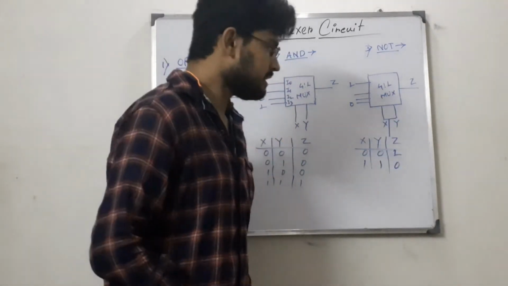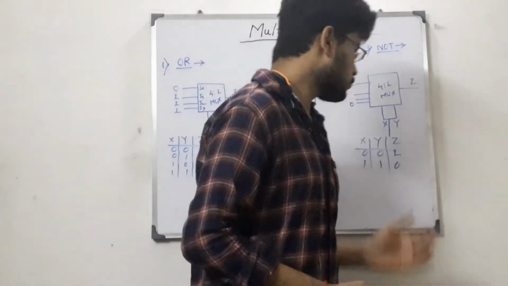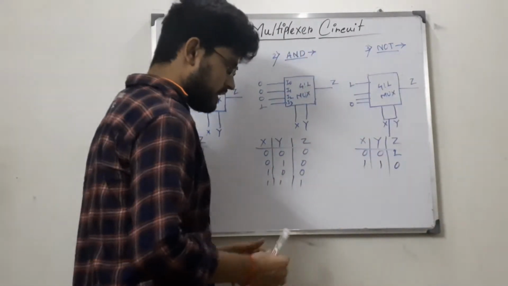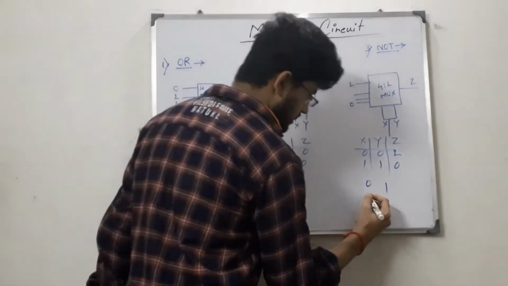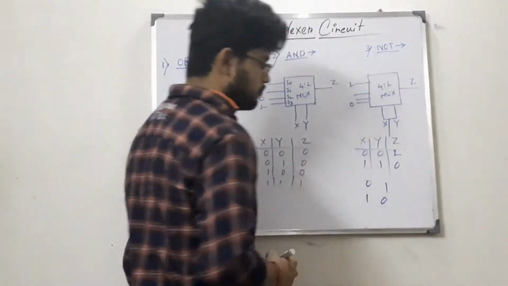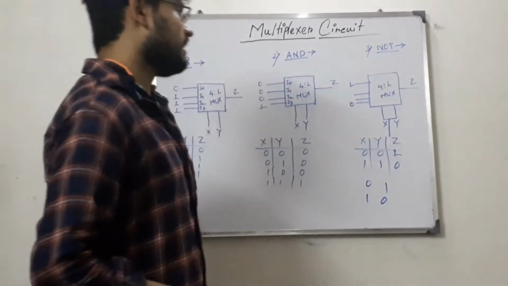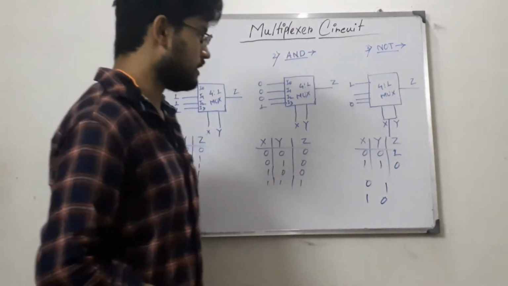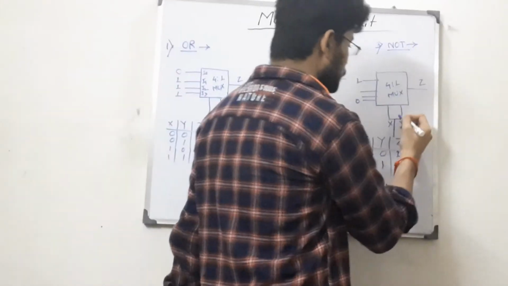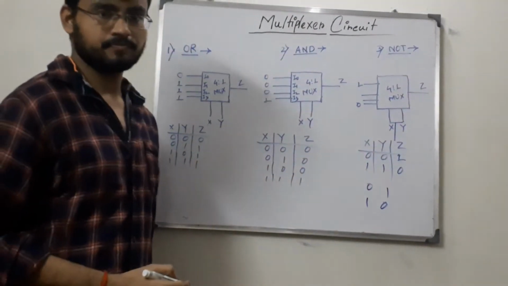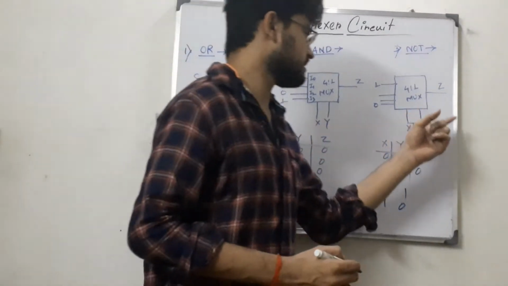Similarly, for NOT gate, we only have one input signal. We know that for NOT gate, if we give 0 as input, we get 1 as output. If we give 1 as input, we get 0 as output. So here, as two inputs are there, x and y, we have to short those two inputs.